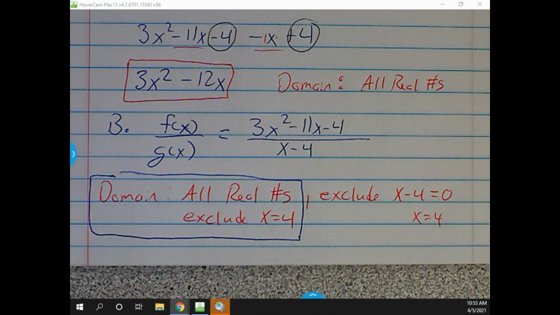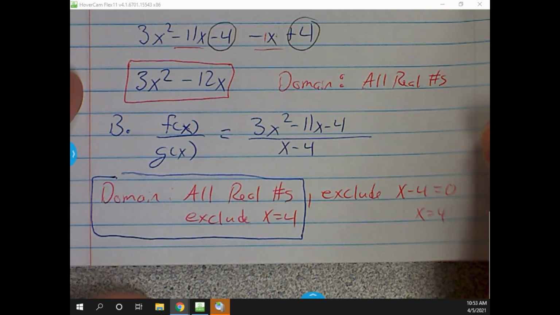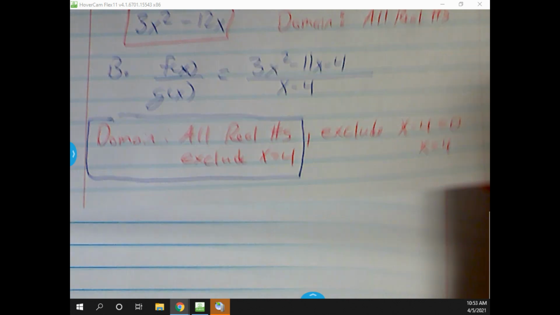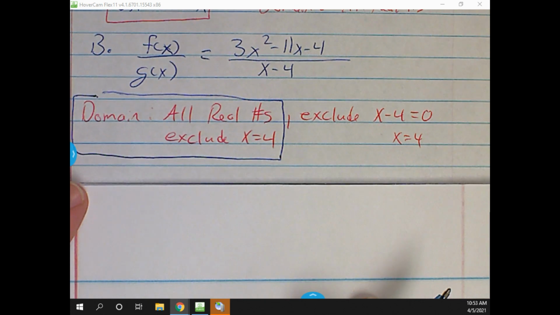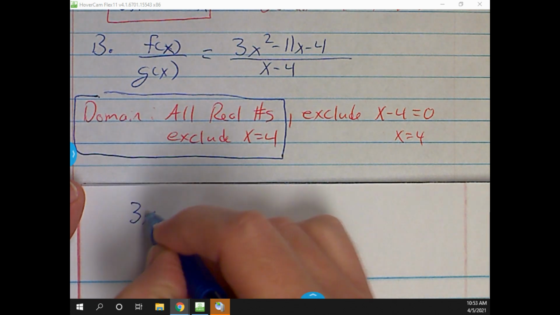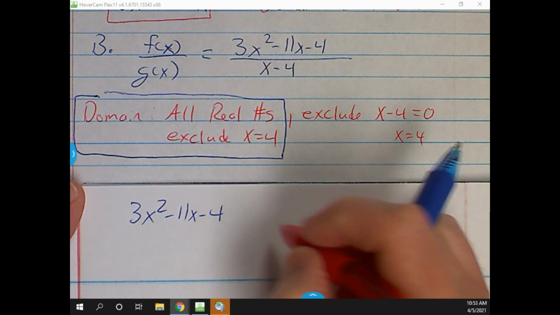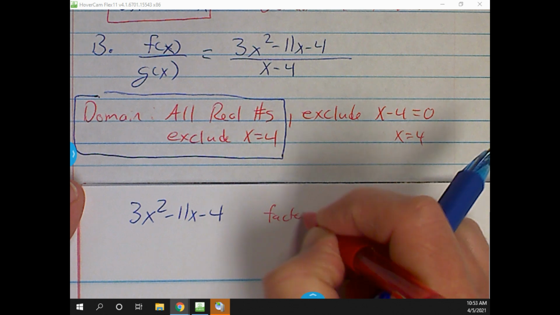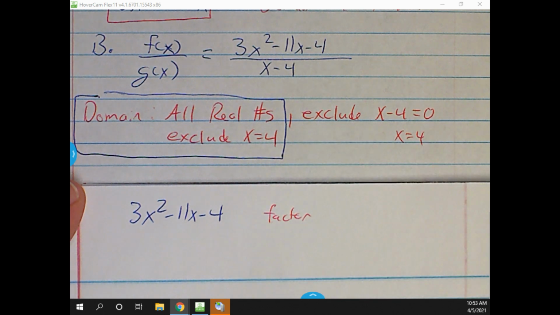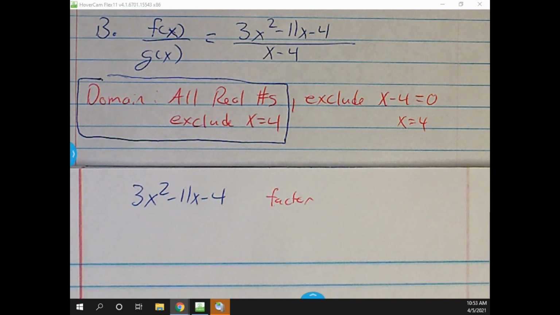Okay, the actual solving factoring part of it is, I'm going to go to the next page here because I'm at the bottom. If we take the 3x squared minus 11x minus 4, we're going to try to factor this part. And to do that one, this is where we had to kind of go back and brush up your factoring skills a little bit.